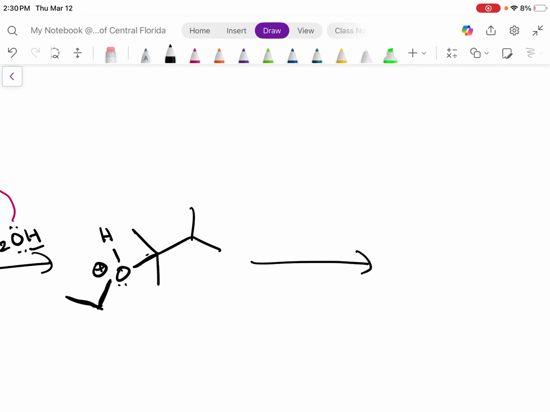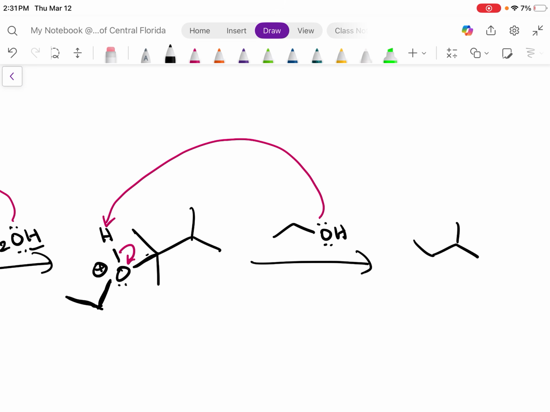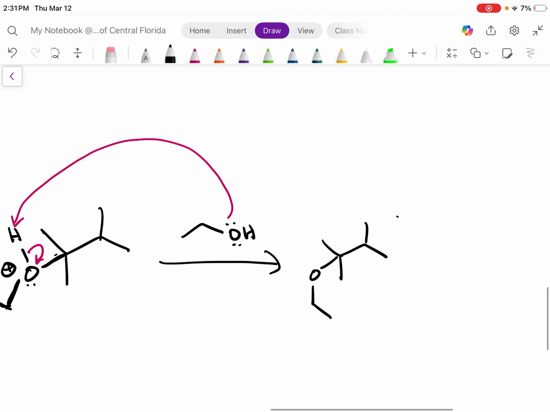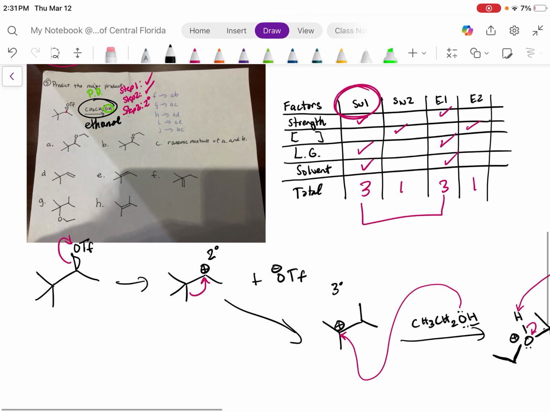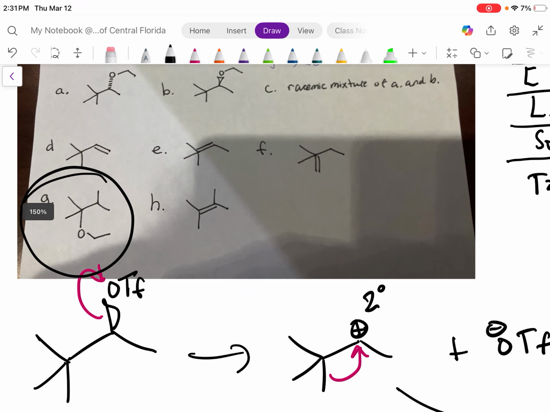And now the last step, we would take another molecule of ethanol to act as the base this time to do a proton transfer to generate our product like this. And then plus OH2, there's our protonated ethanol from the proton transfer step. And so that should give us what as the answer choice? That one. So G would be the correct answer.